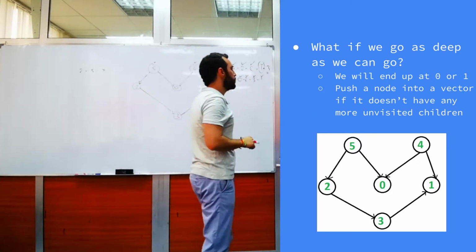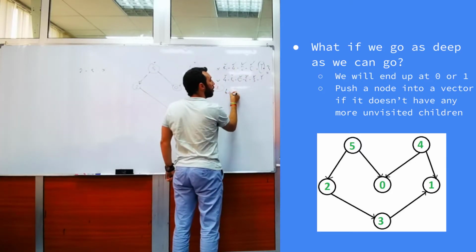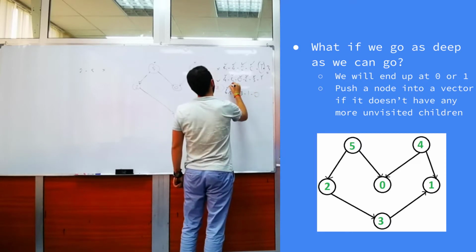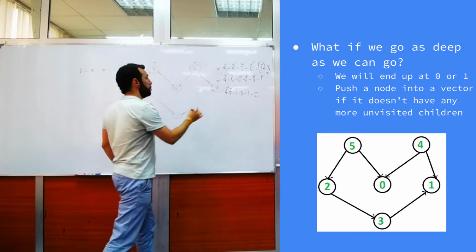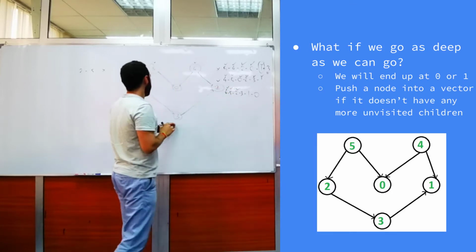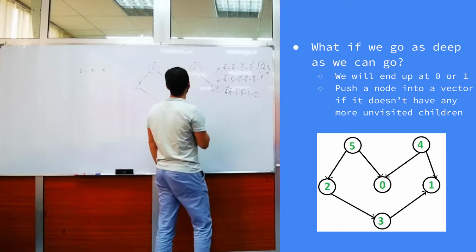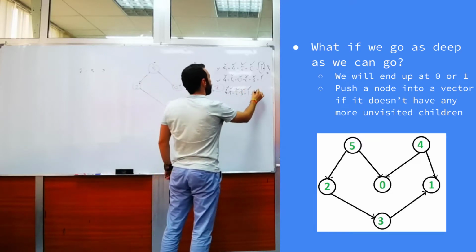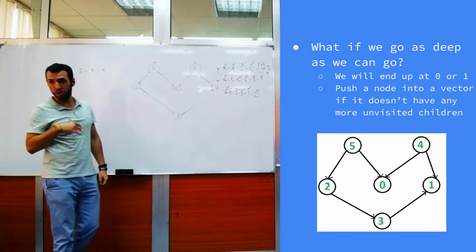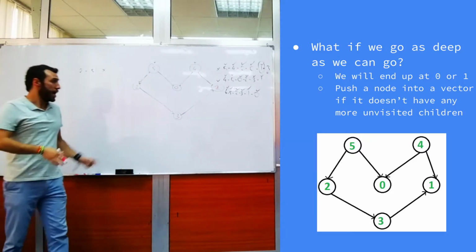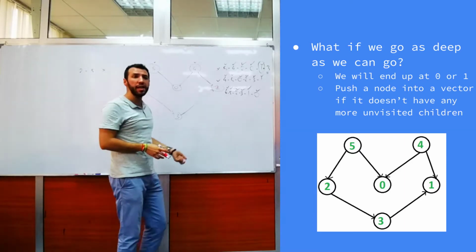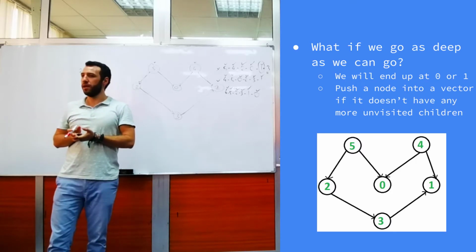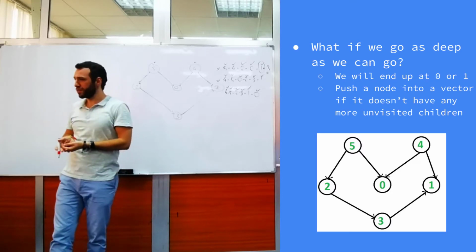And let's evaluate the last one. 4, 5, 2, 3, 1, 0. So 4, 5, and then we have 2. That's good. And then we have 3. That's good too. And then we have 1. That's fine. And finally we have 0. So this is also another topological order. And as you see, for a given graph, topological order does not have to be unique. There can be multiple topological orders.